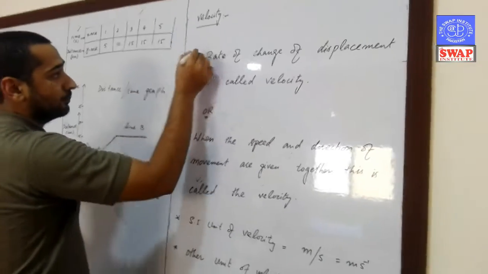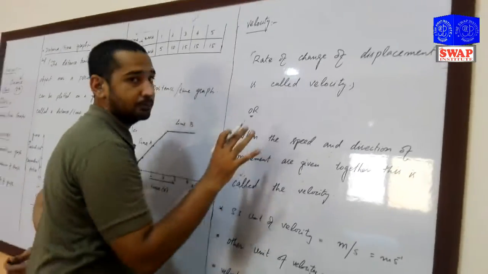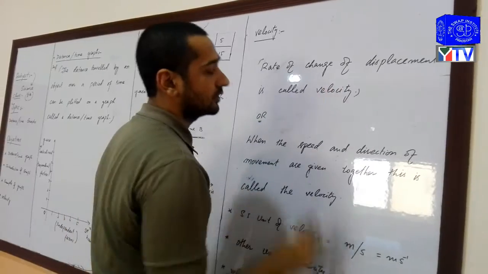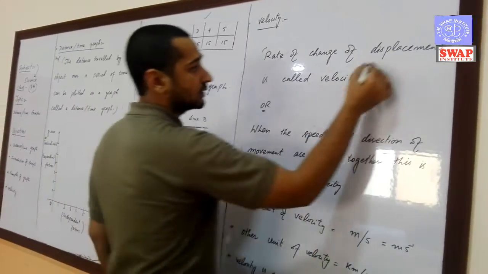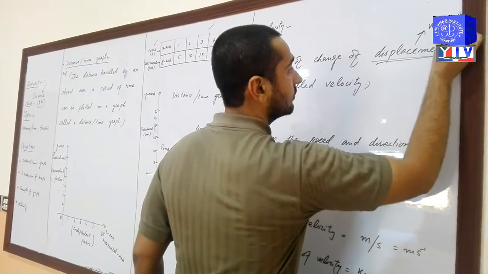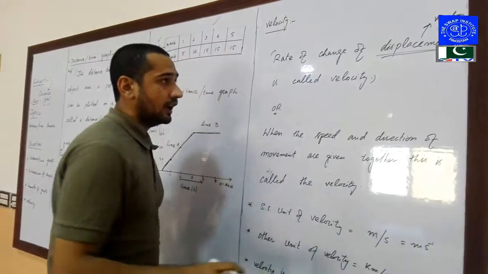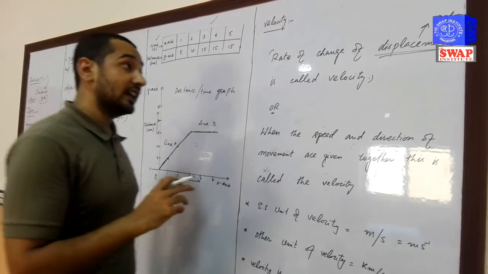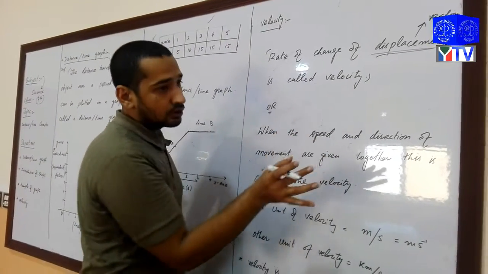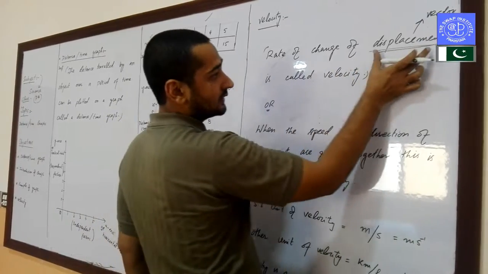Basically this is my definition. This is not mentioned in the book. The rate of change of displacement is called the velocity. This is very easy because this one is a vector quantity. Vector quantity, as I already discussed in the previous lecture, the speed. Speed is basically like the velocity, but the difference was here.